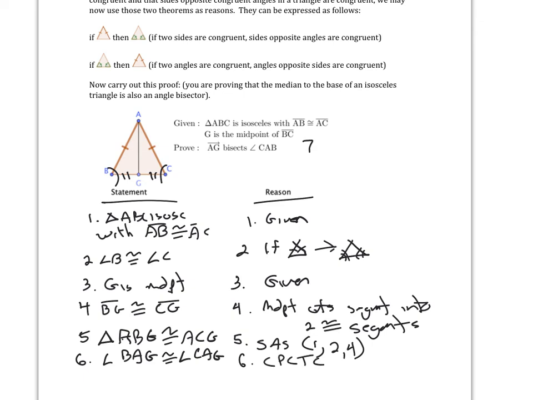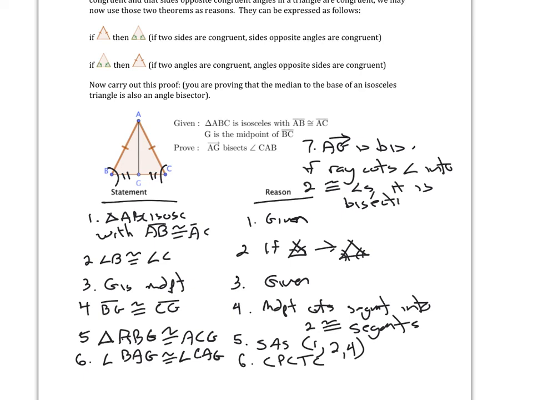Step 7 up here would be that ray AG is a bisector, and the reason would be if a ray cuts an angle into two congruent angles, it is a bisector. Again, remember, this is a definition, so we can use it as a reason in either direction by saying if a ray cuts an angle into two congruent angles, it is a bisector. If a ray is a bisector, it cuts an angle into two congruent parts. You can't do that typically with theorems, but you can do it with definitions.